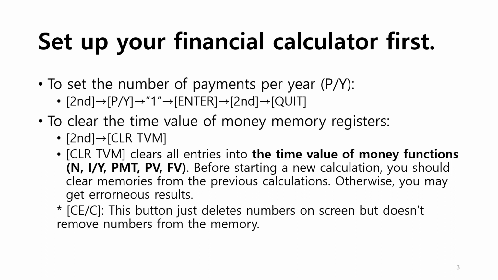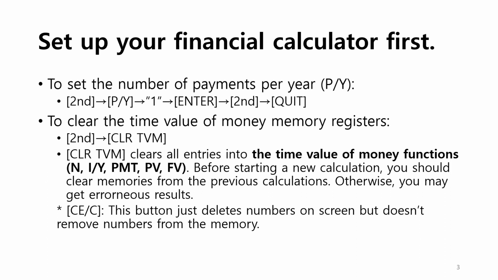The second thing you have to do is clear the time value of money memory registers. Let me explain about it. If you press CE/C, then the characters will disappear from the screen. So it's easy to think that all the calculations I have done are removed from the financial calculator, right? But that's wrong. They are removed from the screen. The screen is now blank, but they still remain in the memory.